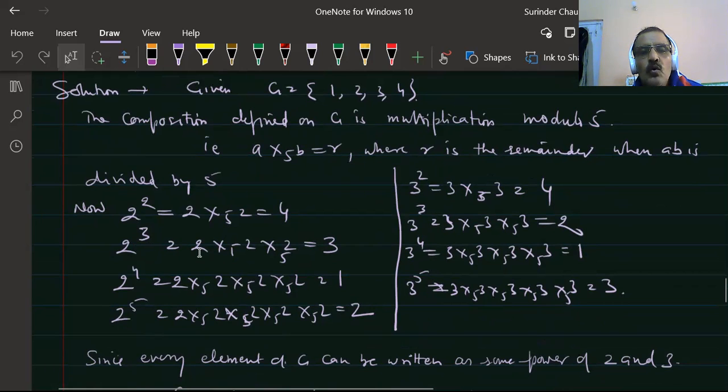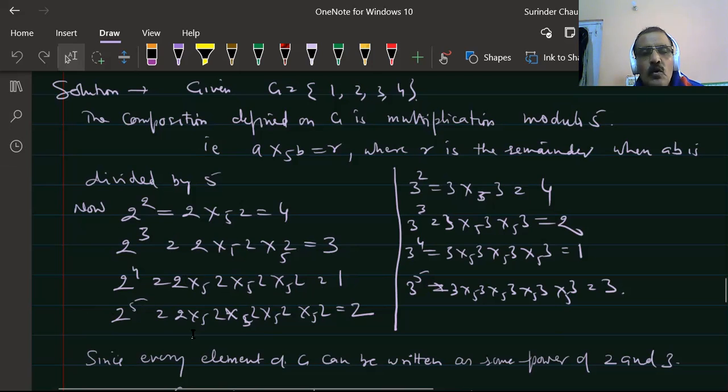2 to the power 2 is 4, and 2 to the power 3 is 8; 8 divided by 5 leaves remainder 3. So 2^3 is equal to 3. Then 2^4 is 16, and 16 divided by 5 leaves remainder 1.